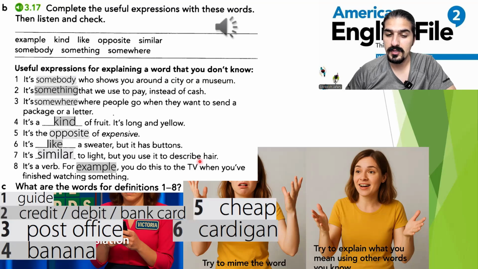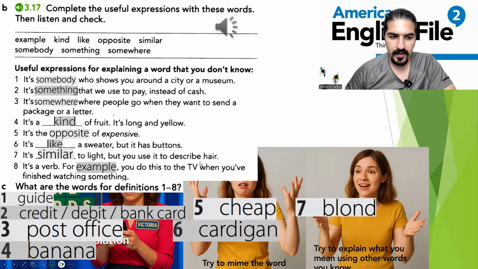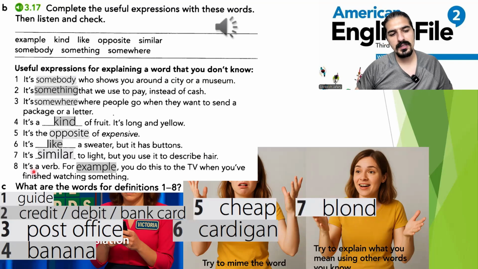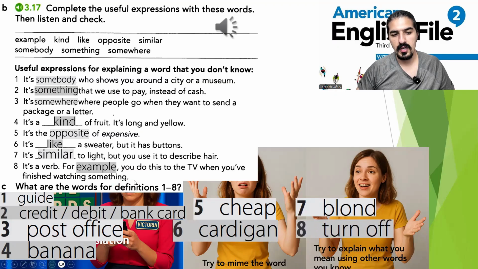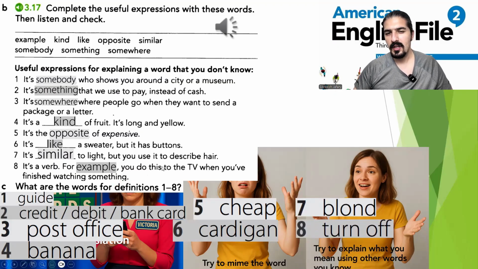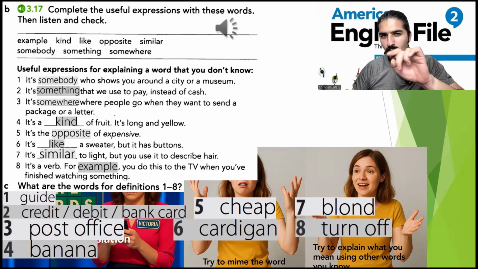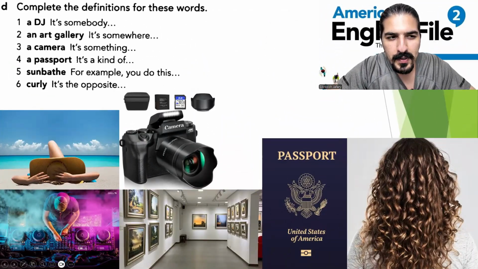Number 7, it's similar to light, but you use it to describe hair. Now, that is very interesting. Blonde. And last one, it's a verb. For example, you do this to the TV when you have finished watching something. Well, you turn it off, of course. Very nice, very good. Now, I have another test for you. Now, everyone, look at the pictures.